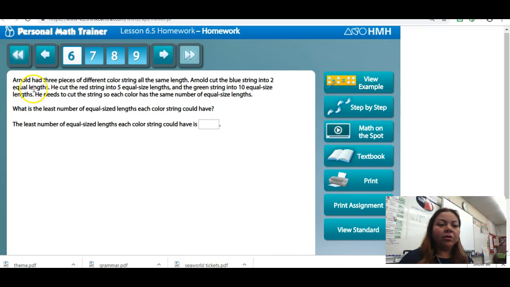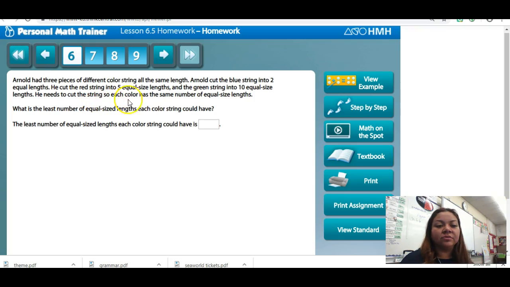Okay, well, Arnold had 3 pieces of different color strings, all the same length. Arnold cut the blue string into 2 equal lengths. He cut the red string into 5 equal size lengths. And the green string into 10 equal size lengths.